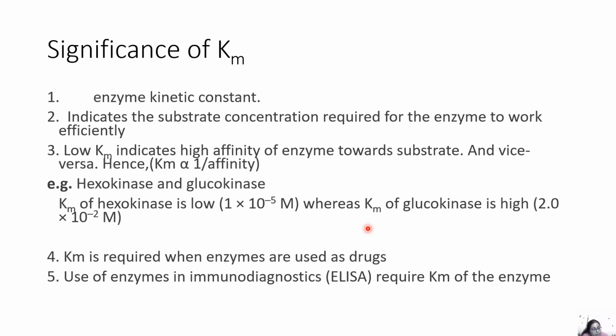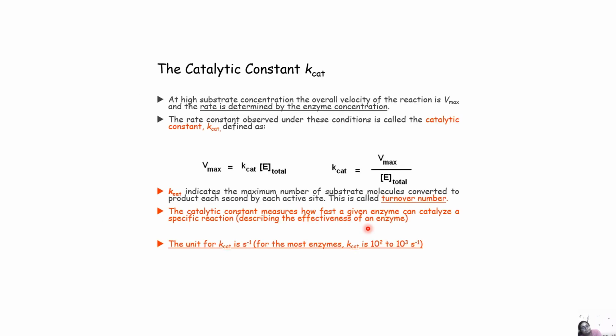So, what is the significance of the Michaelis constant Km? It's an enzyme kinetic constant. It indicates the substrate concentration required for the enzyme to work efficiently. Low Km indicates high affinity of enzyme towards substrate and vice versa. Hence, Km reflects affinity. Hexokinase and glucokinase: you can see the Km of hexokinase is low, whereas the Km of glucokinase is high. Km is required when enzymes are used as drugs, and the use of enzymes in immunodiagnostics requires the Km of the enzyme.